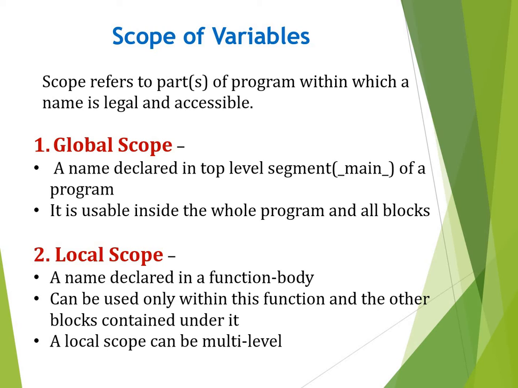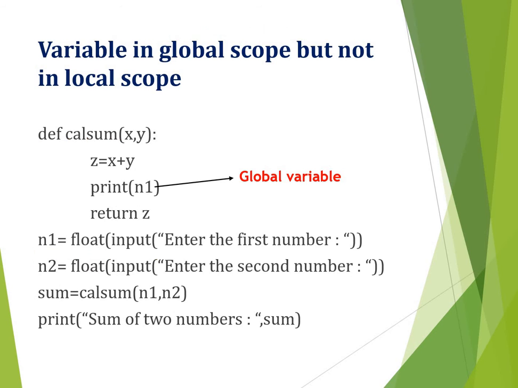Now local scope is a name declared in a function body alone. For example, Ticket A can be used to visit only Monument A. With Ticket A you will not be able to visit Monument B, right? That is local. A name declared in a function body can be used only within that function and the other blocks contained under the function. So a local scope can be multi-level also.